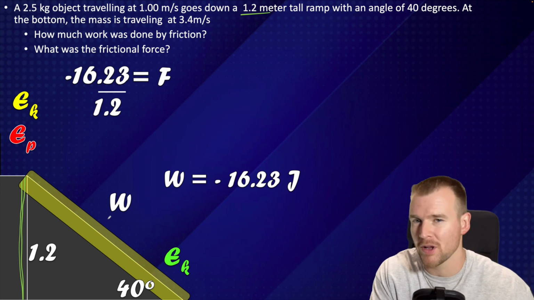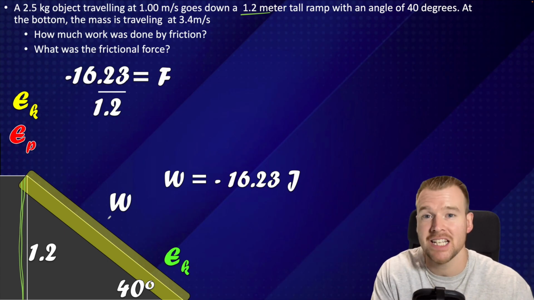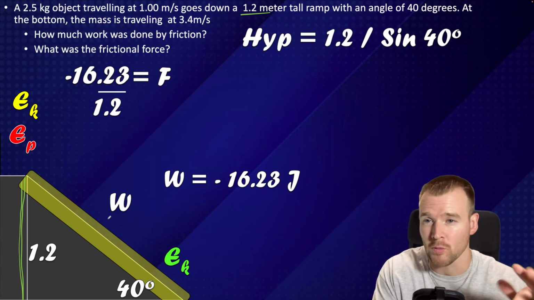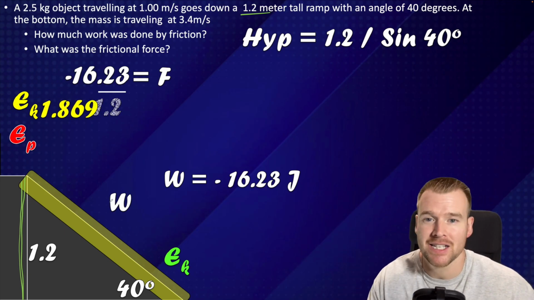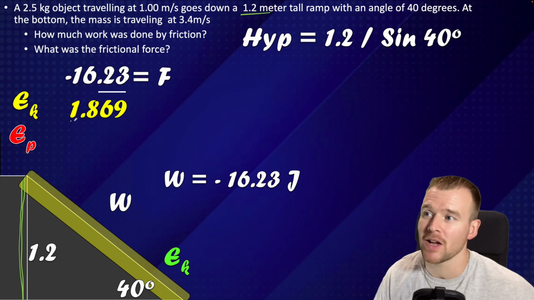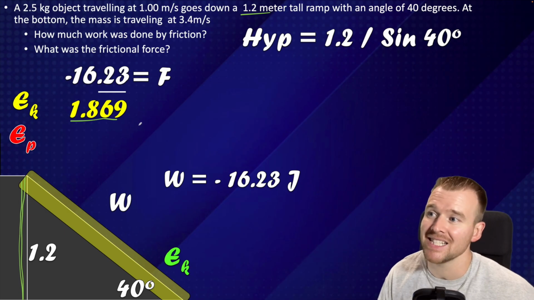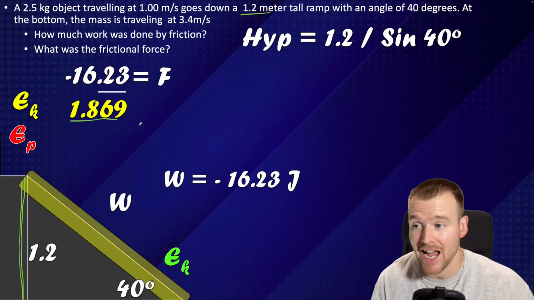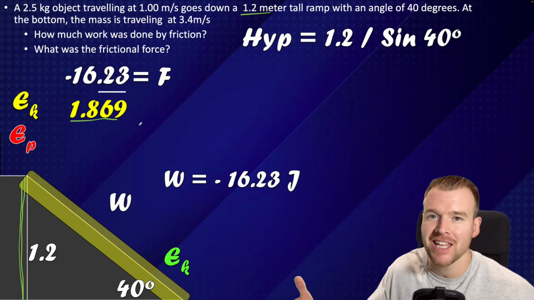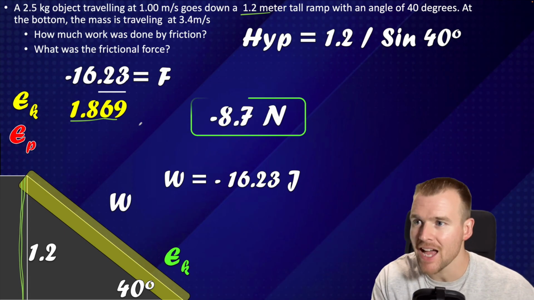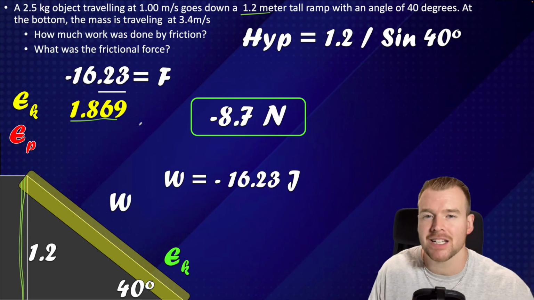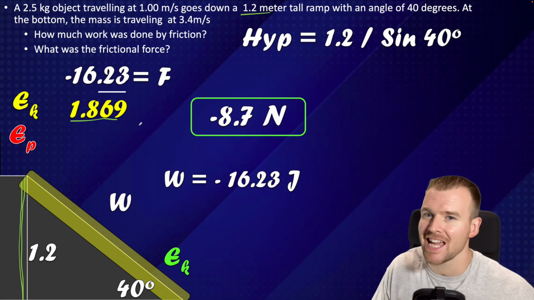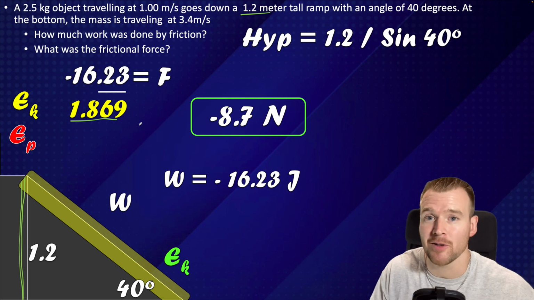Now, I didn't put the whole formula here, but it's sine theta is equal to opposite over hypotenuse. We'll rearrange for hypotenuse and get 1.2 divided by sine 40. My hypotenuse value of 1.869 as our actual value that we should be plugging in, the distance of the ramp. So let's divide that, having a number of negative 8.7, because again, this is a negative force because it's taking away energy and slowing down the mass.